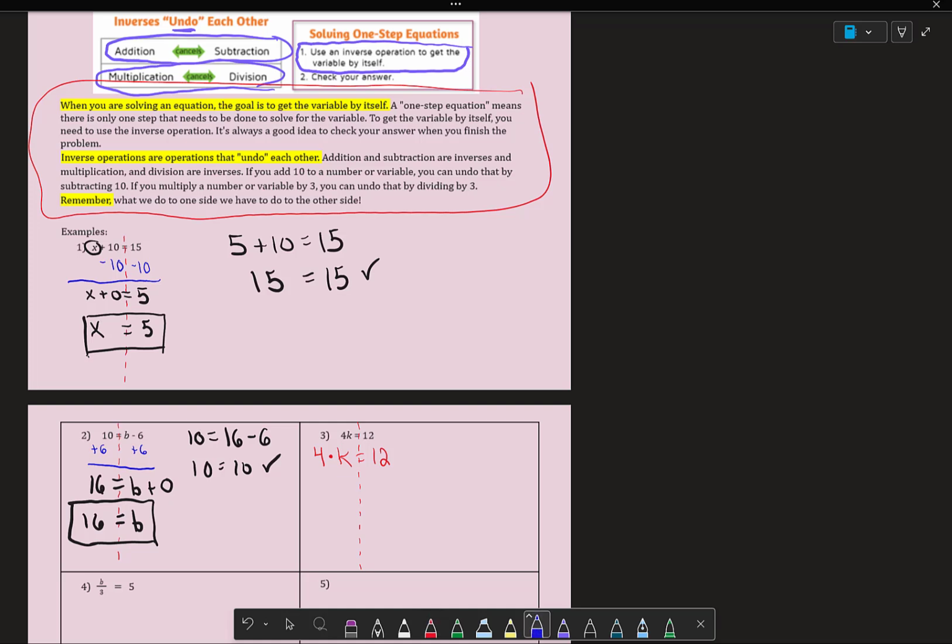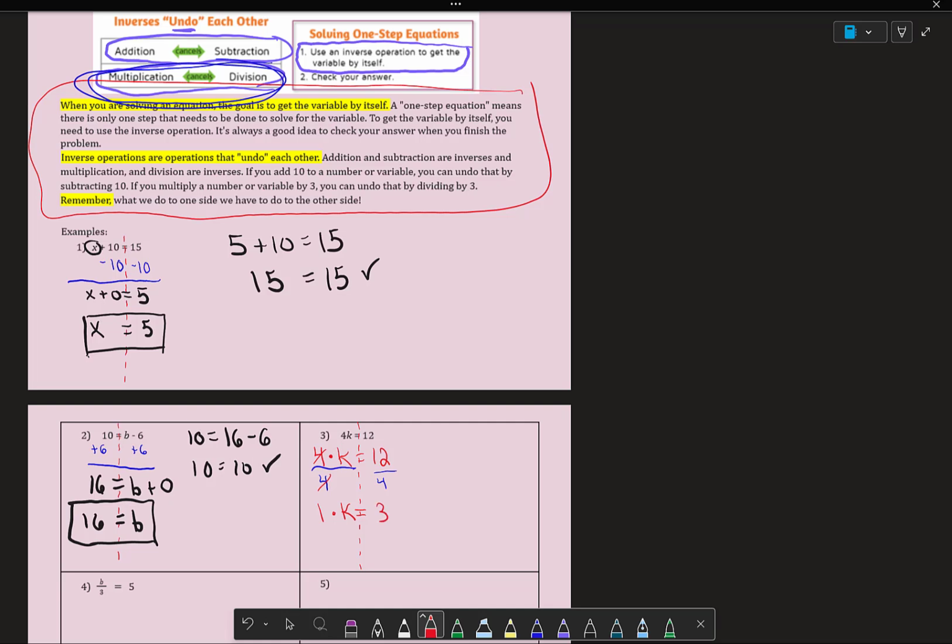So we have to do the inverse operation of multiply by 4, which, remember, the inverse operation of multiplication is division. So we're going to divide both sides by 4. We're going to use this fraction bar instead of the division symbol to simplify this. 4 divided by 4, what is 4 divided by 4? That's 1. So we get 1 times k equals 12 divided by 4, which is 3.